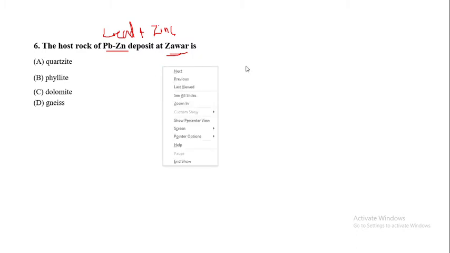Yes, to the next question. The host rock of the Pb-Zn deposit of the Sawar region. Now the question is the Sawar region. As we know, Pb is lead. It is lead and zinc. Lead and zinc deposit. Sawar region is very important. Sawar is a district in Rajasthan. Then it has mainly 3 lead zinc deposits. This Sawar region is having mainly 3 regions actually.